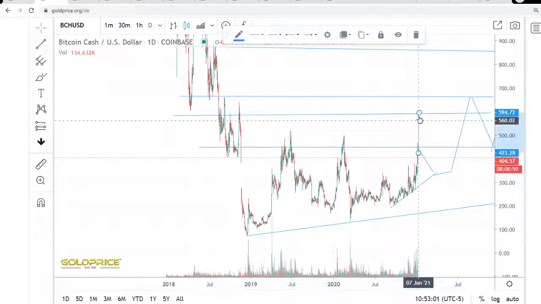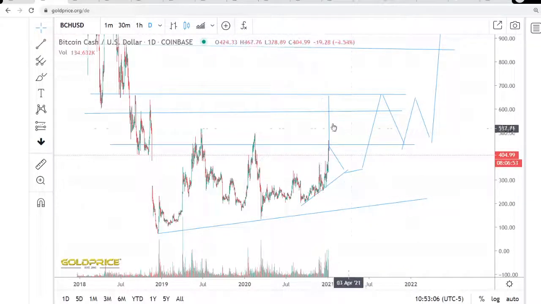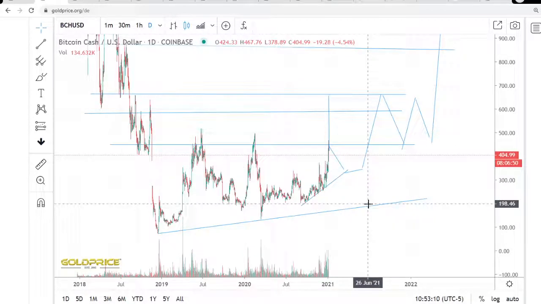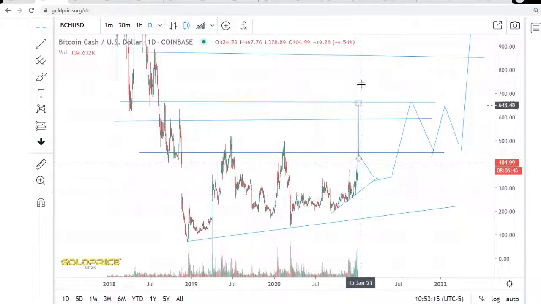It's also possible that we can hit this. Now we have 2 ways, 3 scenarios. Let's look. One scenario is this. The other scenario is that we go back to 160. The other scenario is that we break this trend line, 1 time, 2 time, 3 time. We can break this and then go to 660.